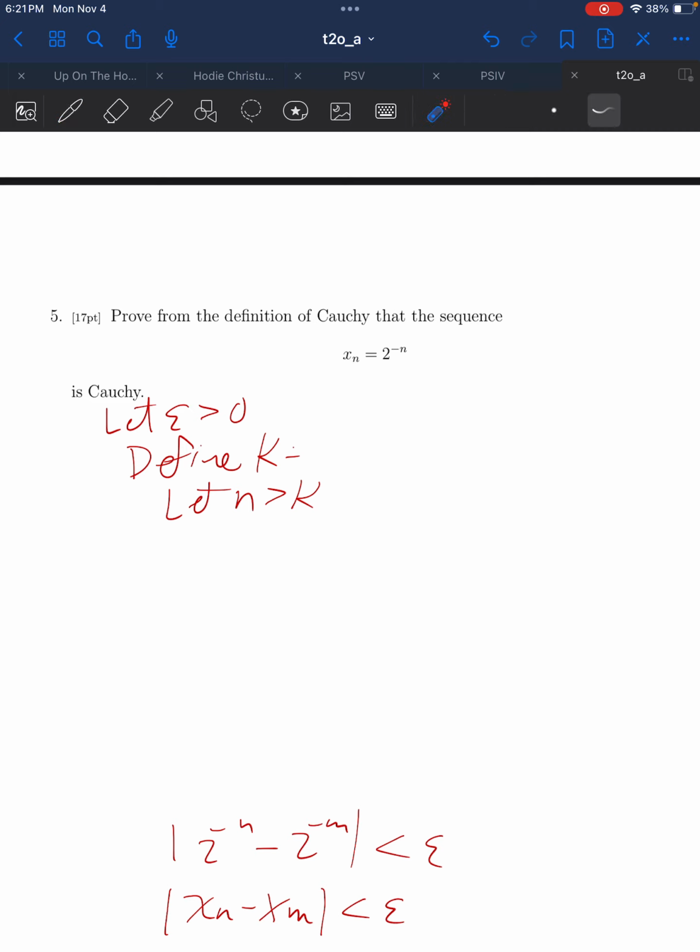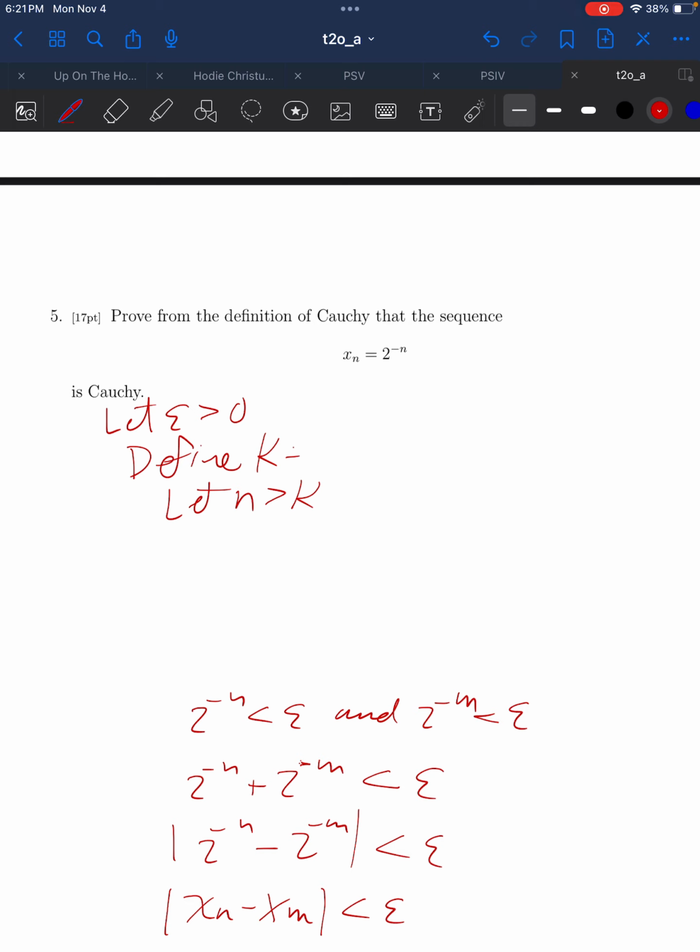Each of these terms is going to 0 very rapidly, so it makes sense to use the triangle inequality and say that the difference, they're both positive, so the difference is smaller than either one alone. So you can write that as 2 to the minus n plus 2 to the minus m is less than epsilon, or than the sum of each alone. So it suffices to make 2 to the minus n less than epsilon and 2 to the minus m less than epsilon. How do we do that? Okay, now I will do scratch paper. Easiest thing is the log of both sides.